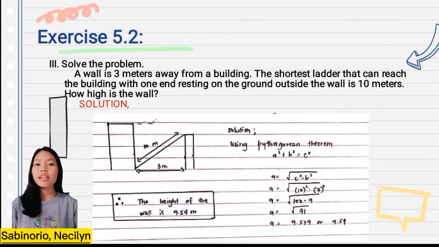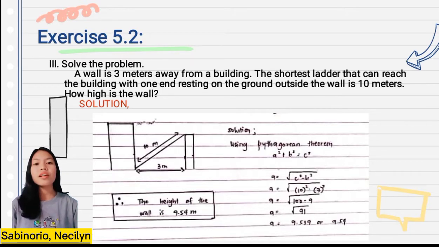A wall is 3 meters away from a building. The shortest ladder that can reach the building with one end resting on the ground outside the wall is 10 meters. So the question is, how high is the wall? Using the Pythagorean theorem, we can get the height of the wall, or the altitude of the triangle. The formula for the Pythagorean theorem is a squared plus b squared equals c squared.